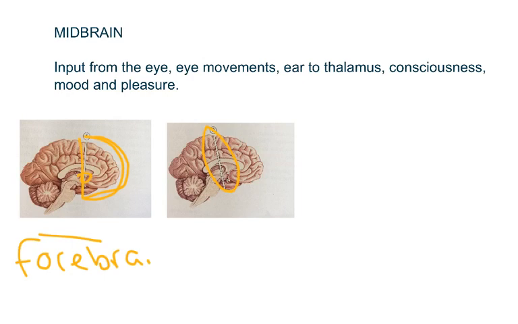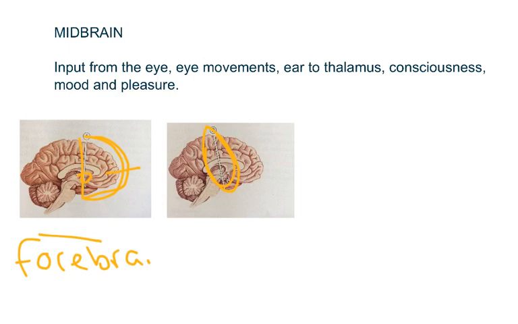Okay, and that's really important because it takes all our input that the forebrain picks up and it starts to interpret it in the midbrain. So we have input from our eyes. It helps with the movement of our eyes. It connects our ear to a part of the brain called the thalamus, not the hypothalamus, just the thalamus, which allows us to interpret sound, etc. And also takes all that information to the thalamus. So eyes as well. Helps to regulate our consciousness and our mood, as well as pleasure.